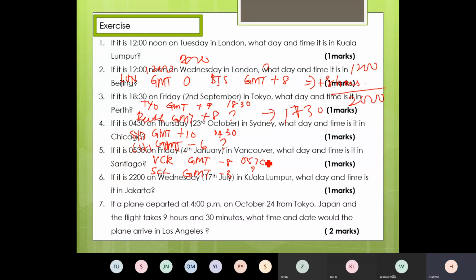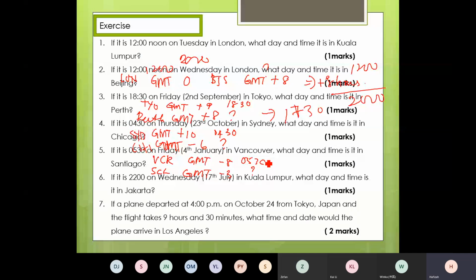Okay, what is the answer for number 6? Selangor plus 8, Jakarta plus 7. So what is the answer? It will be 21. Okay, so number 7.